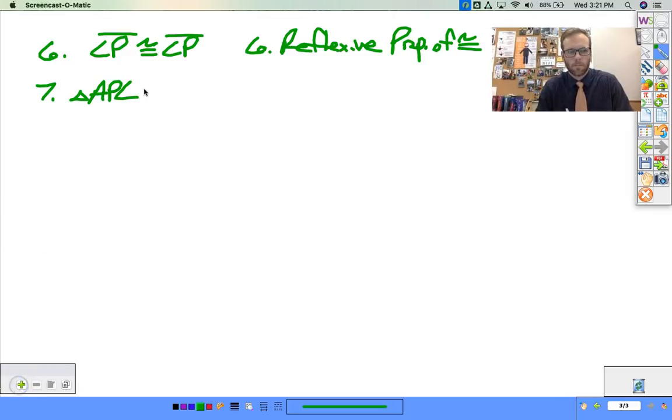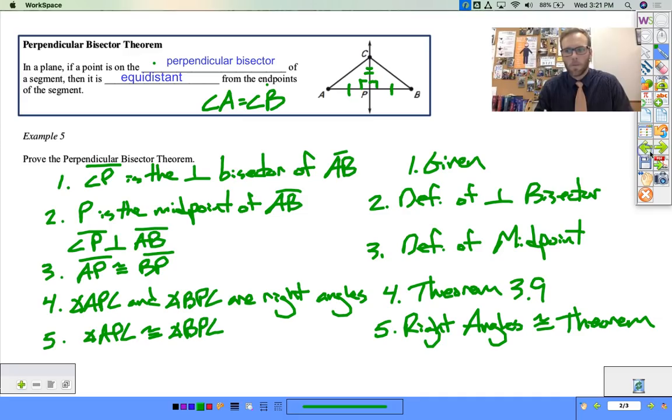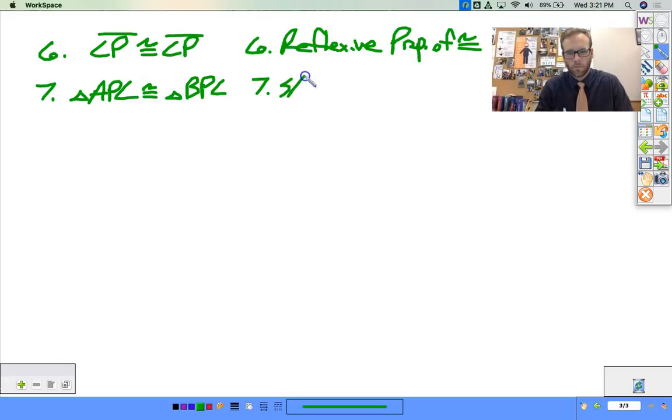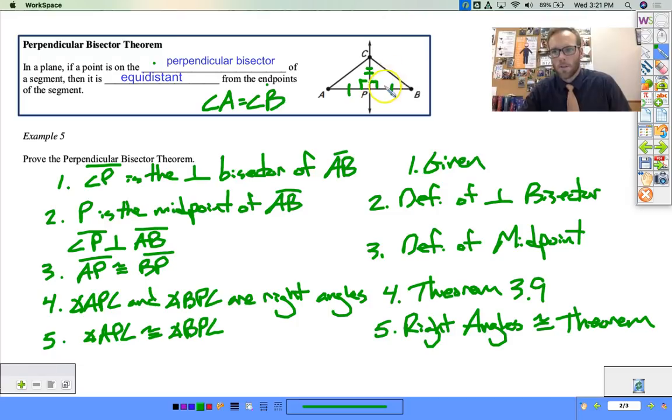is congruent to triangle BPC, and that was by side angle side. Now, what are we trying to prove? We're not just trying to prove the triangles are congruent. We're trying to prove this perpendicular bisector theorem, which tells us CA equals CB. Well, if the triangles are congruent, we know their corresponding parts are congruent. Segment CA is congruent to segment CB.